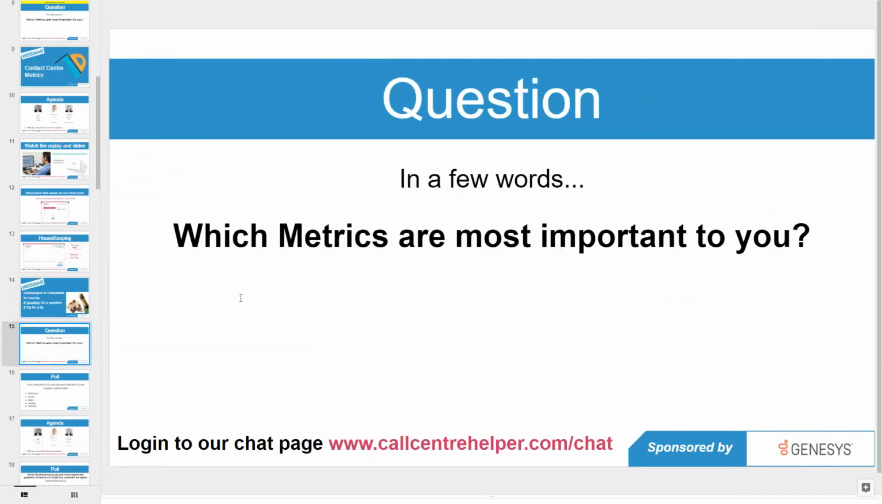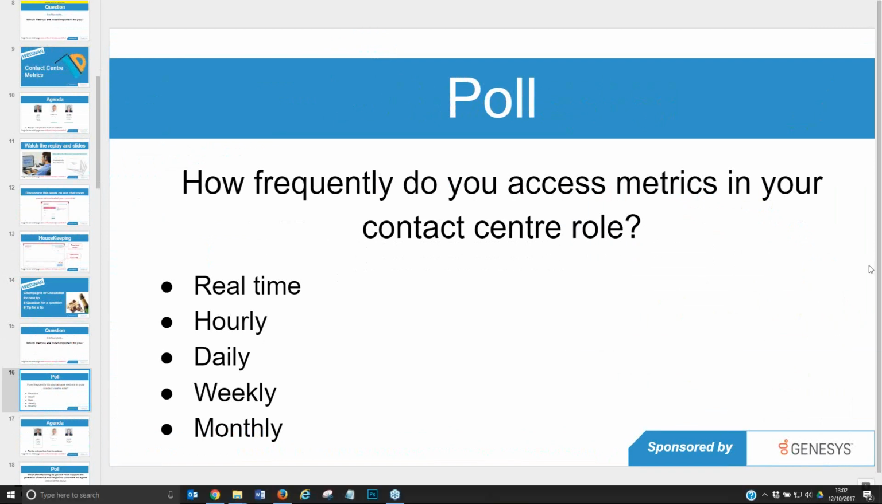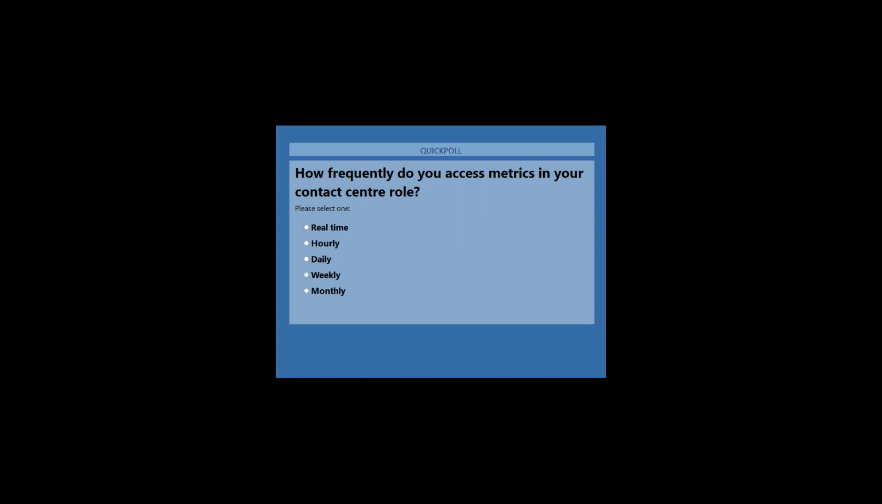So we have been asking in the chat room which metrics are most important to you. There's been a huge response of, as Paul was saying before, loads of different multi-channel metrics coming through. So I think we'll start off with a poll of how frequently do you access metrics in your contact center role. So let me just launch this one now. The answers are real-time, hourly, daily, weekly or monthly. It's just one answer, so we'll wait and find out.